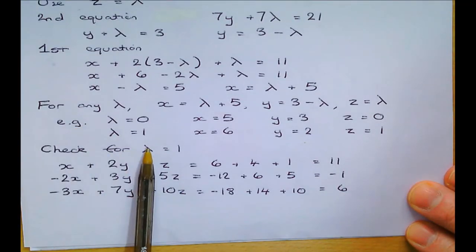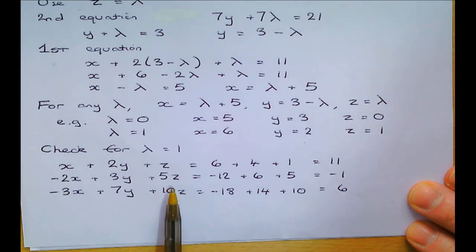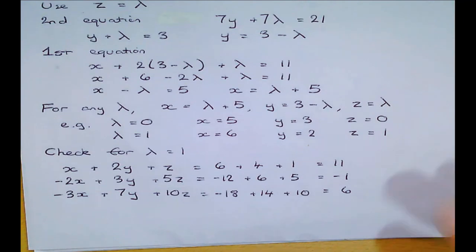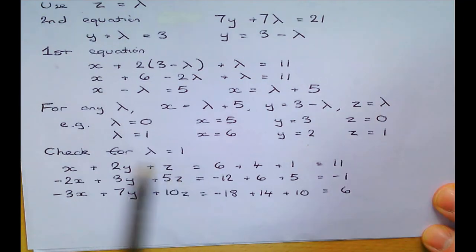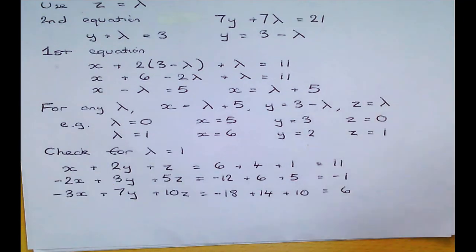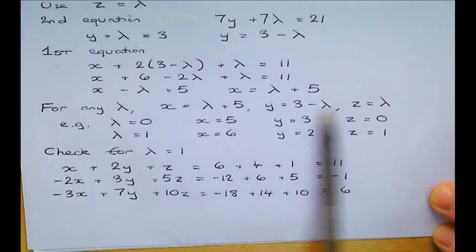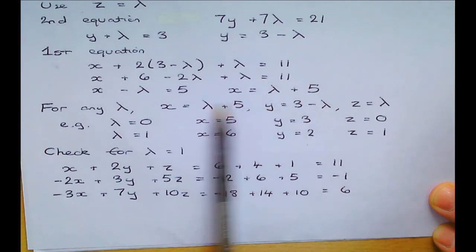We've checked the values for lambda is equal to 1, but they would check out for any value of lambda. So where the coefficients on your left-hand side form a determinant that is 0, one possibility is that you will have an infinite number of solutions and you can express them as here in terms of a parameter.